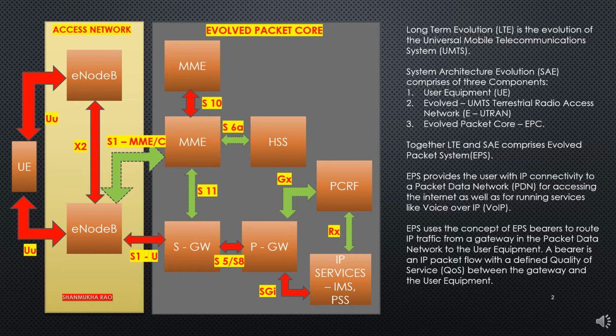EPS provides the user with IP connectivity to a packet data network, PDN, for accessing the Internet as well as for running services like Voice over IP, VoIP. EPS uses the concept of EPS bearers to route IP traffic from a gateway in the packet data network to the user equipment. A bearer is an IP packet flow with a defined quality of service, QoS, between the gateway and the user equipment.